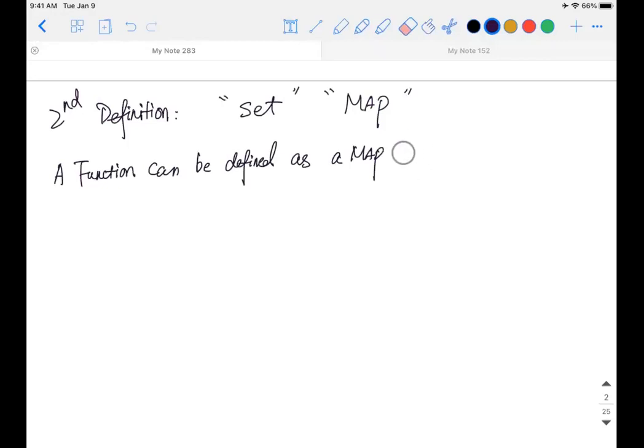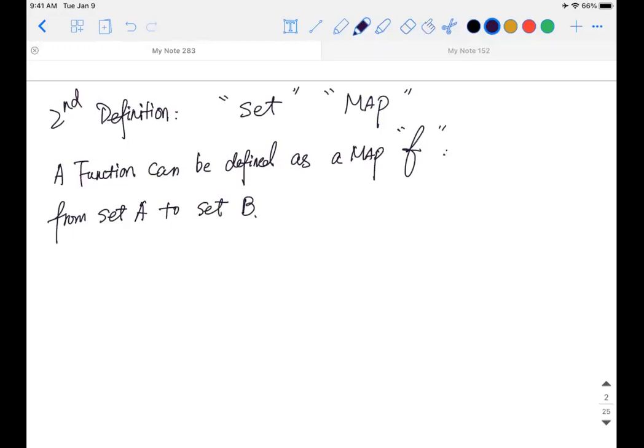We are given a map with a denotation f. You can use whatever definition you like, whatever denotation you like, but most of the time we use f to try to define such a function or such a map. This map is what? It is from set A to set B. A function can be defined as a map from one set A to the other set B.